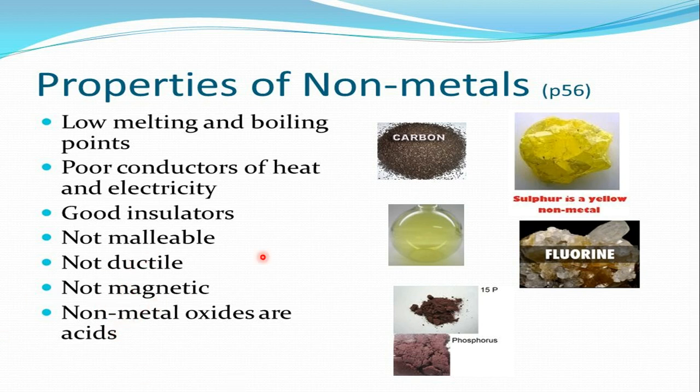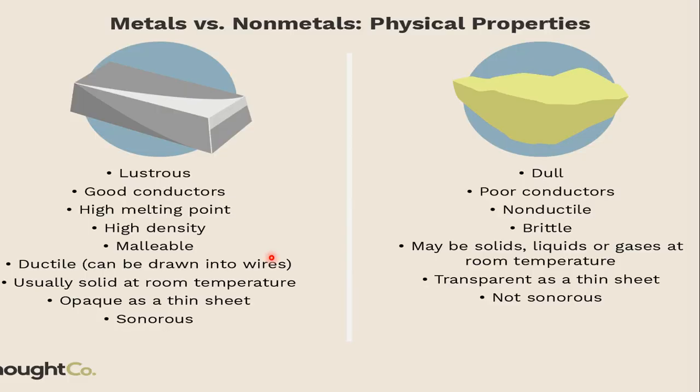One more thing we're missing here: non-metals are solids and gases at room temperature, except for liquid bromine, which is liquid. So guys, this is for your own recall, a revision of metals and non-metals physical properties. You can pause the video here, write it down, or just memorize it in your brain, guys.